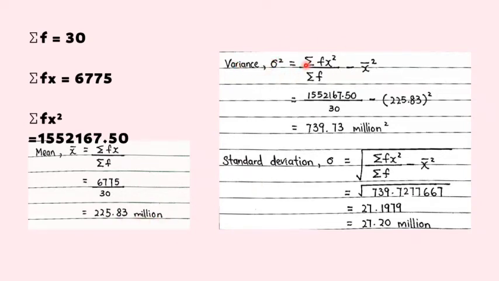Next, variance. The formula of variance is sum of Fx squared divided by sum of F, minus mean squared. Then we use the data here, 1552167.5 divided by 30 minus 225.83 squared, which is the answer we got just now. Then the answer of variance is 739.73 million squared. Standard deviation is just the square root of the variance. Then we can directly square root the answer we just got, which is the square root of 739.72776667. After rounding off, we will get 27.20 million.